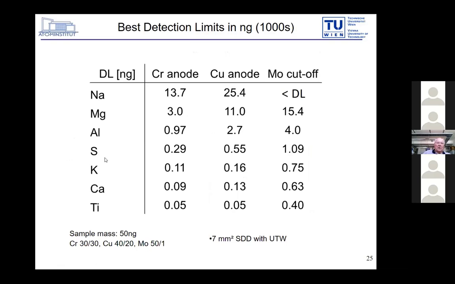We have for the sodium, chromium, 14, 25, and we were not able with the low power tube. And you see the rest is, as expected, decreasing. So this means we are going to lower and lower detection limits. At least with this low power tube, we achieve 400 picograms for the titanium.